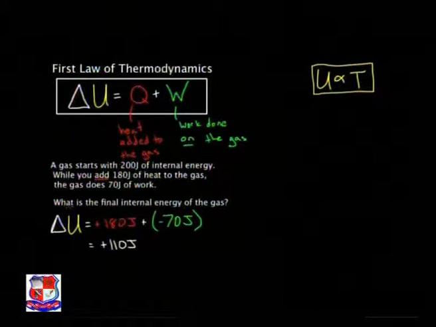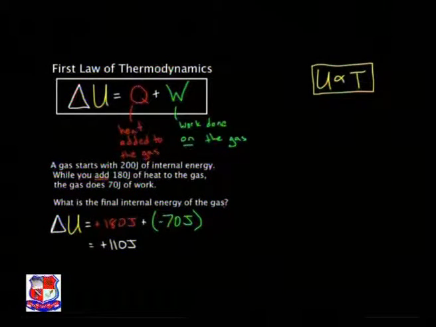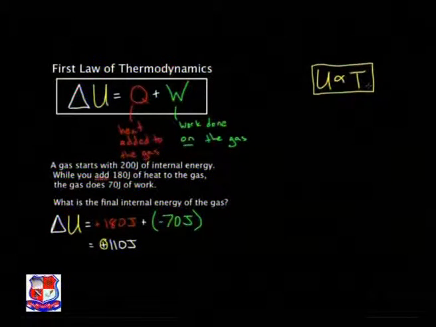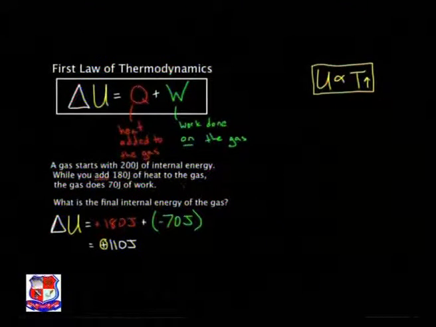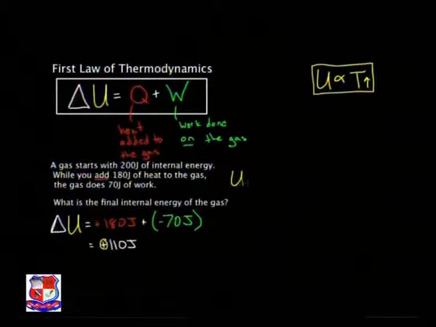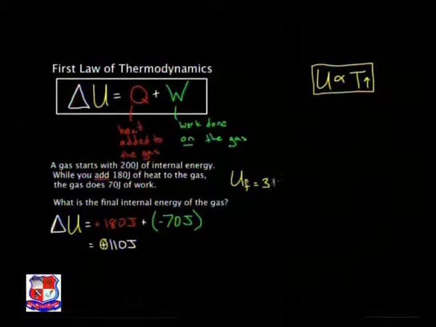The question is asking us for the final internal energy of the gas. This is not the final internal energy of the gas. This is the amount by which the internal energy changed. So we know the internal energy went up because this is positive, and this is the change in internal energy. Internal energy went up by 110 joules. That means temperature is also going to go up. So what's the final internal energy of the gas? Well, if the internal energy goes up by 110 joules, and the gas started with 200 joules, we know the final internal energy, U final, is just going to be 200 plus 110 is 310.